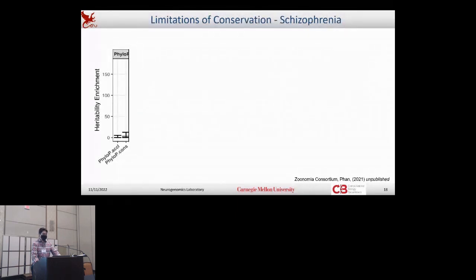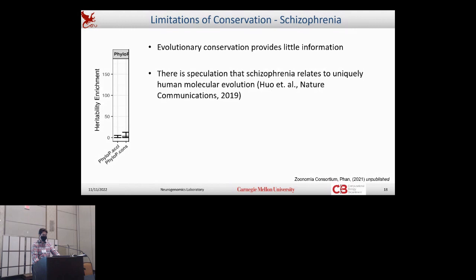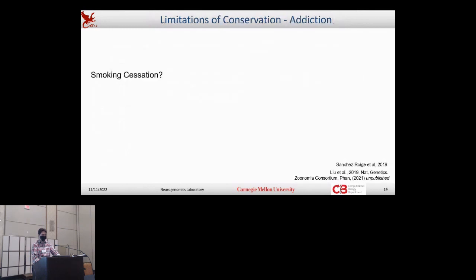All right, so we started to see some strange things in the data when we looked at things like schizophrenia, so complex neurological and psychiatric disorders. And so here for schizophrenia, which is an extremely highly powered genome-wide association study, we didn't see much of an enrichment in the phyloP conserved regions. And it's actually been observed before that evolutionary conservation doesn't provide a ton of information in schizophrenia. In fact, it even led to some speculation that schizophrenia relates to uniquely human evolution, although we also don't really see an enrichment in the accelerated regions either.